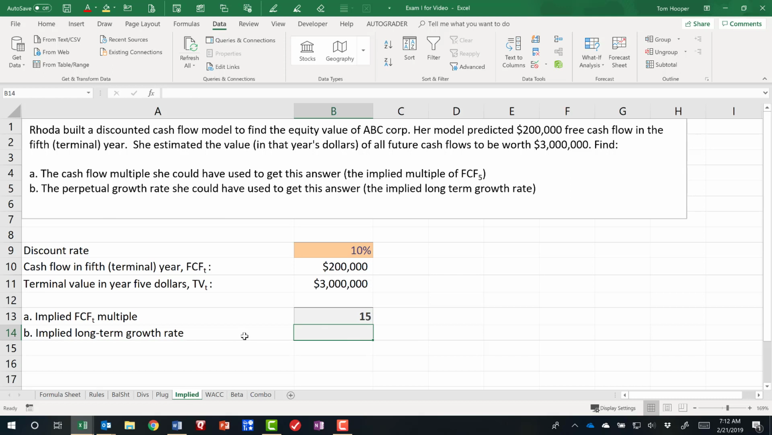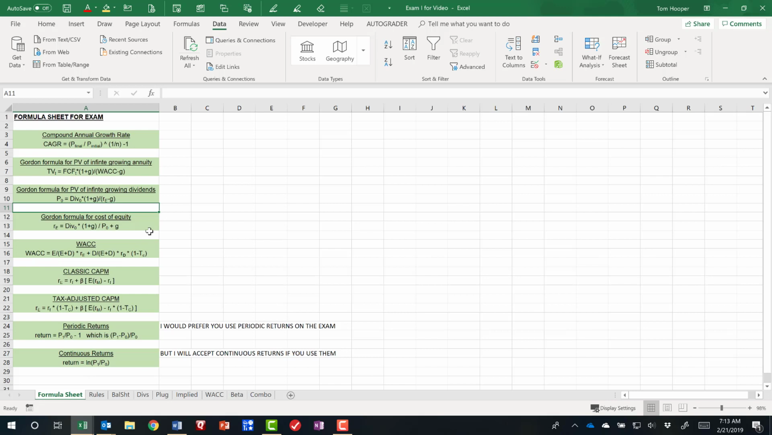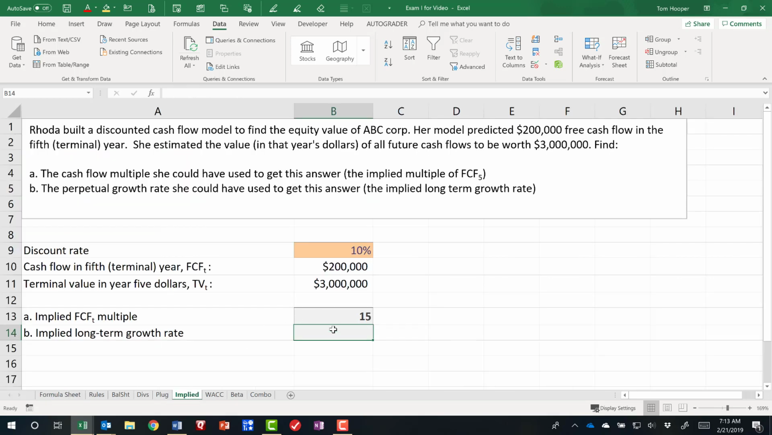A little bit trickier to find the other way. If she'd used the perpetuity growth method, what would she have had to use for a long-term growth rate? I'm going to go to the formula sheet for that. Okay, terminal value is free cash flow to blah, blah, blah. Oh, I think that formula was okay, the way I said it earlier. I was confused. I should have been pointing at this formula was the same as this formula. Anyway, let's come back to implied.